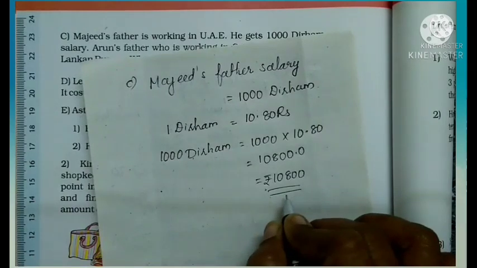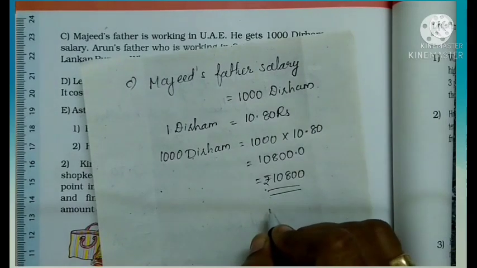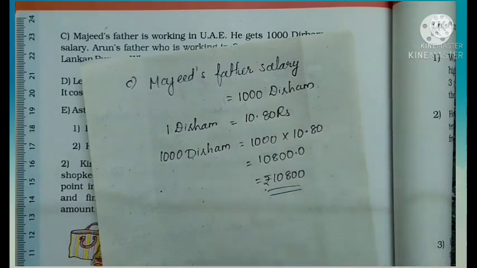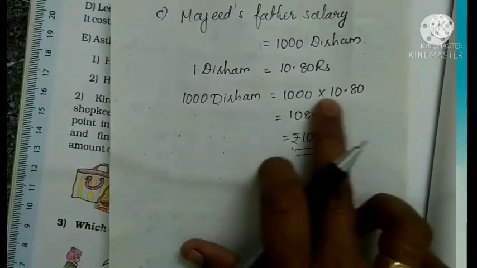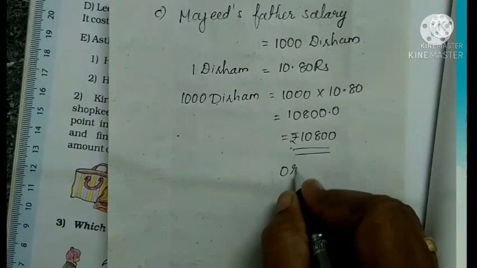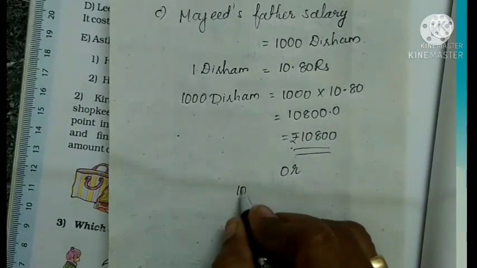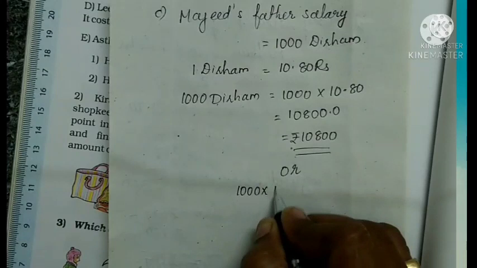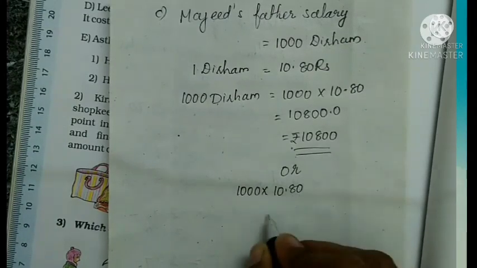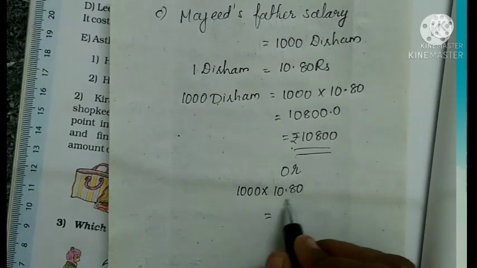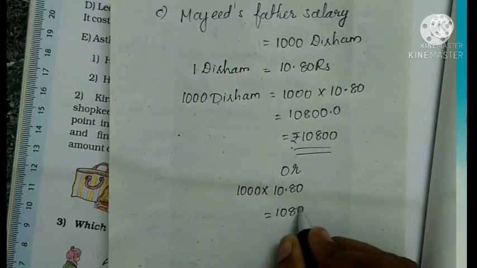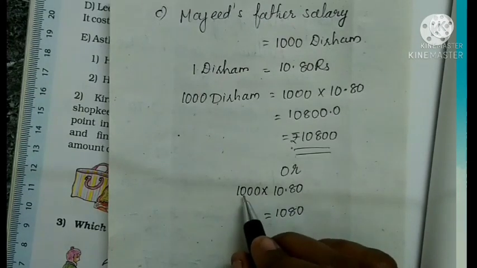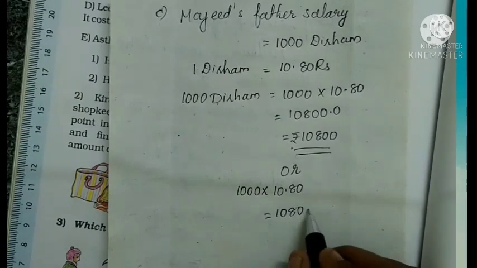10,800. That is the salary of Majid's father. Understand? Options here. How can we find out this answer? So, multiplying with 1,000, 10.80. First, multiply this number into 1. That you have to know. The same number you got, 1080. Then how many zeros do we have to put on the right side? 3 zeros.